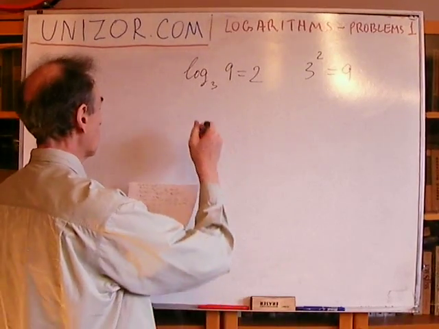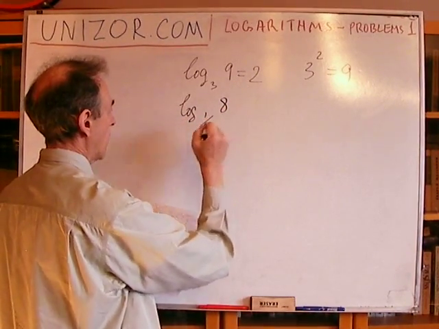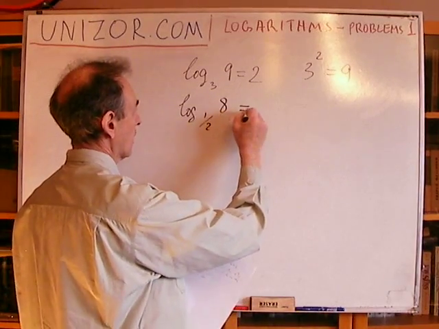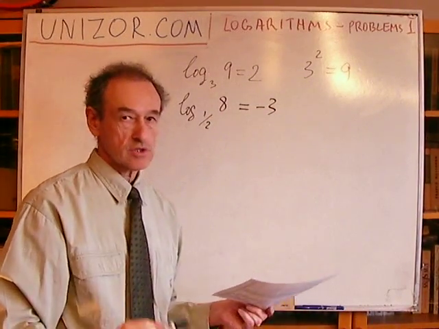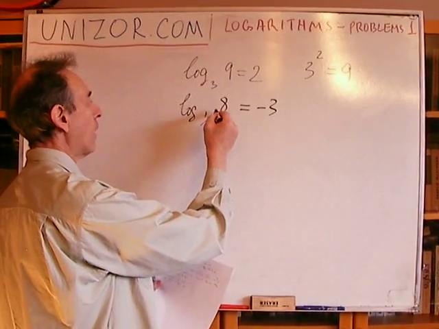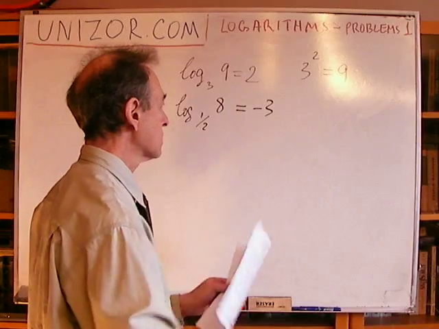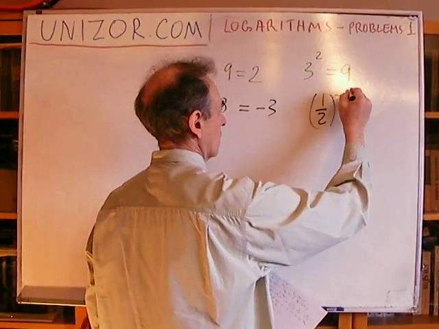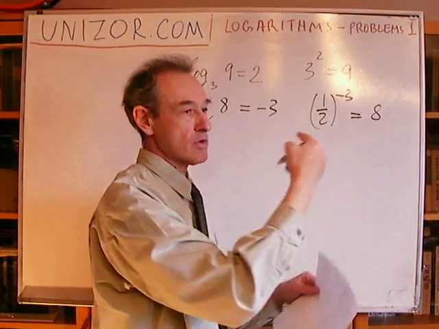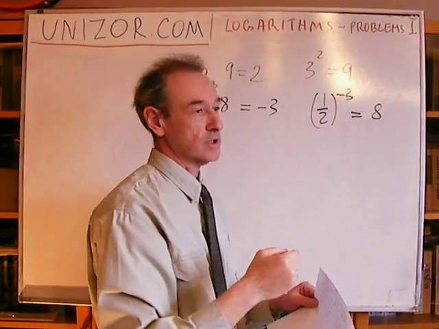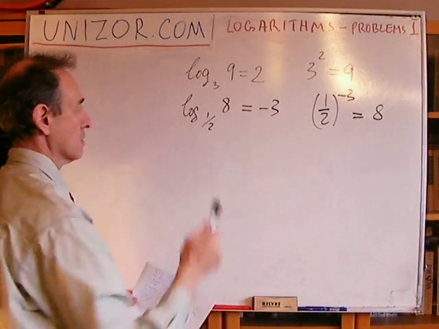Similarly, logarithm of 8 base 1/2. Now, this is minus 3. Why? Again, let's think about the definition of the logarithm. It's supposed to be the power I have to raise the base, which is 1/2, to get 8. Okay, is it true that 1/2 to the power of minus 3 will give me 8? Well, obviously it is true, because minus means we have to reverse the 1/2 into 2, and 2 to the power of 3 would be 8. So this is equivalent to this.